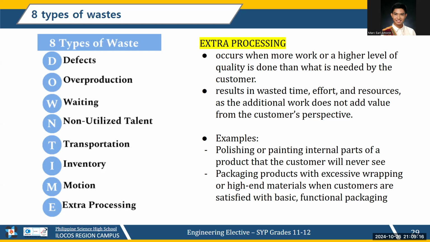Ibig sabihin, hindi naman makikita ng customer mo yon. So why do you do those kind of things? Yung polishing or painting internal parts of a product. Another example of extra processing is if your Shopee parcel is wrapped with excessive wrapping, or high-end materials when customers are just satisfied with the basic functional packaging.